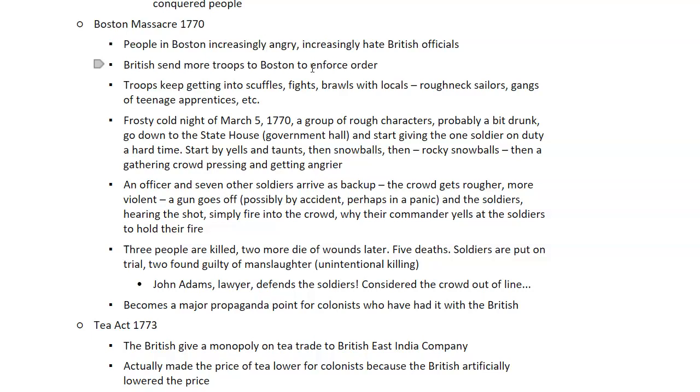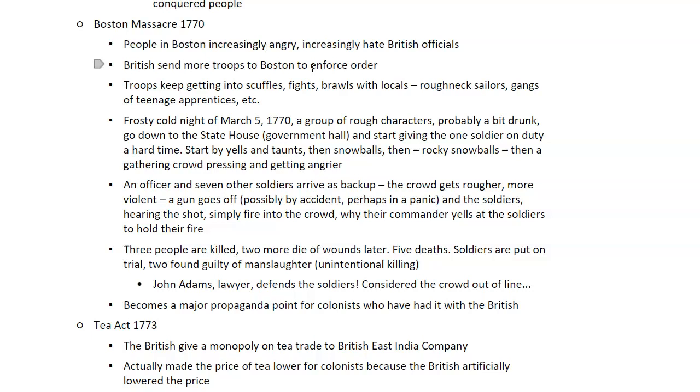Those troops keep getting into scuffles, fights, and brawls with the locals, roughneck sailors, gangs of teenage apprentice craftsmen. Well, finally, one frosty cold night of March 5th, 1770, a group of these very rough characters, and that's what they were, probably a little bit drunk, we think, go down to the State House, which was the government hall, like City Hall in Boston. There's one lone soldier standing outside of it on duty, and they start giving him a hard time.